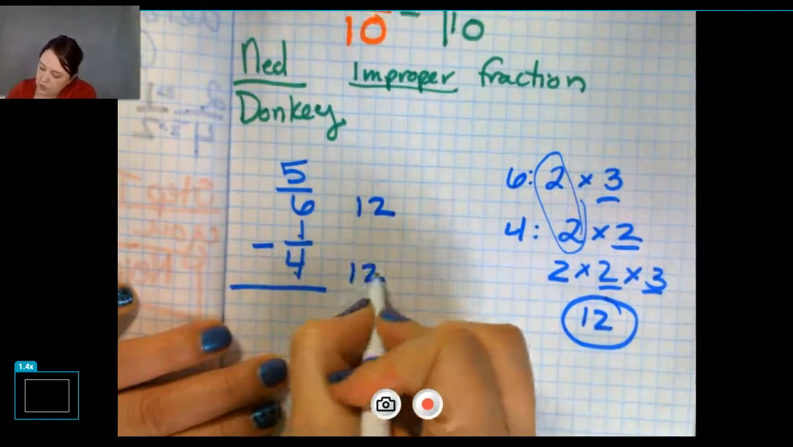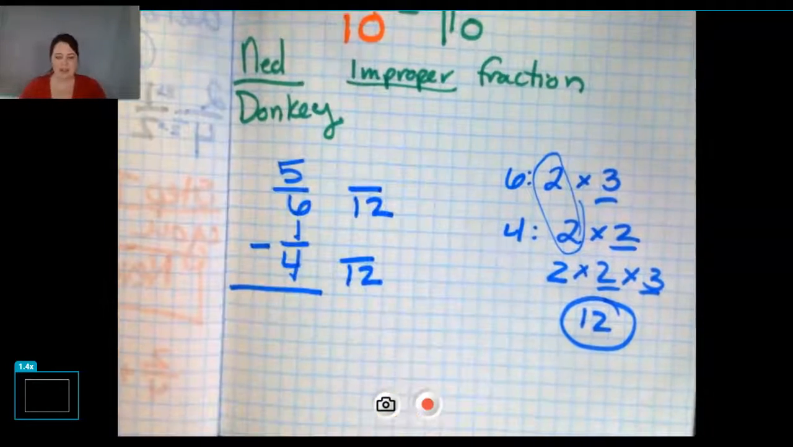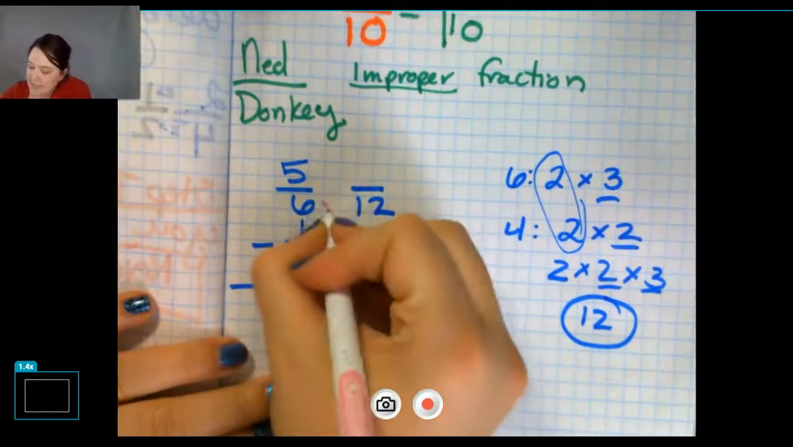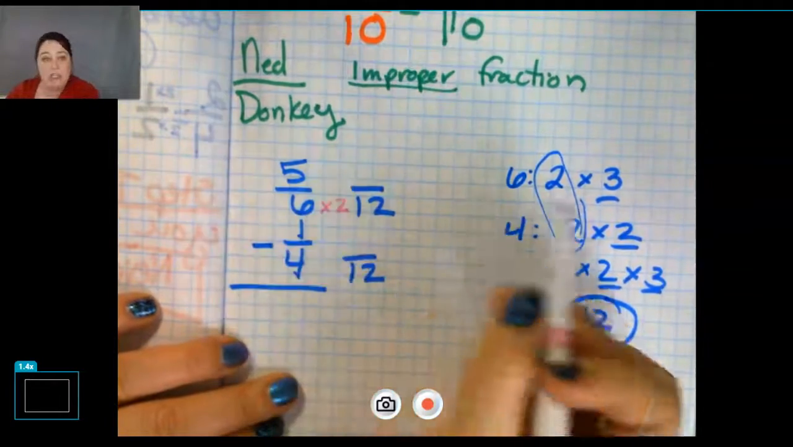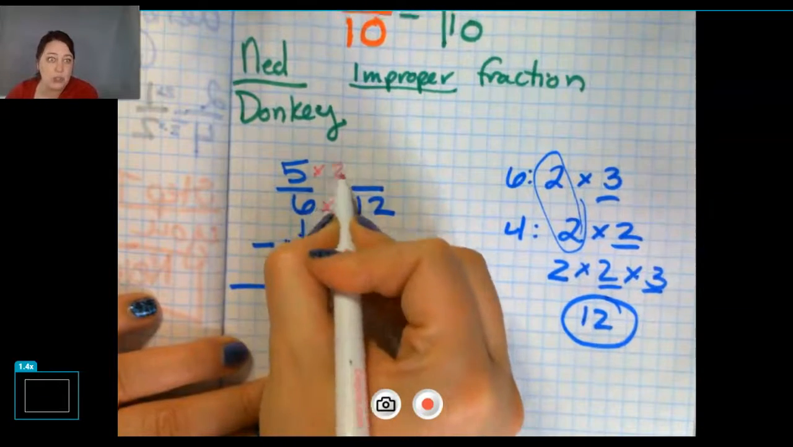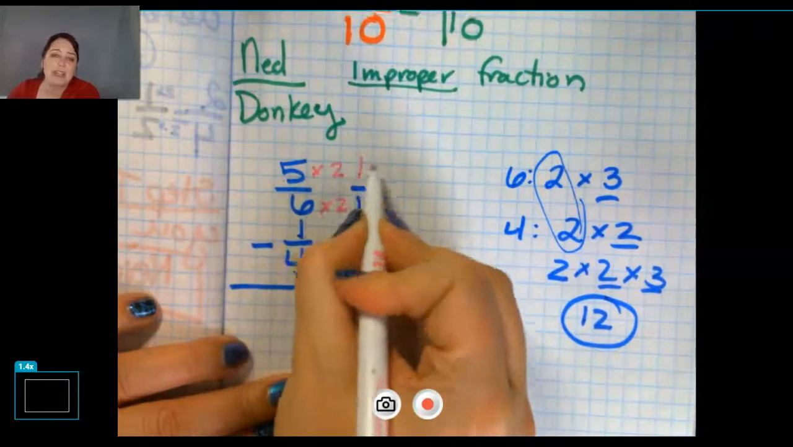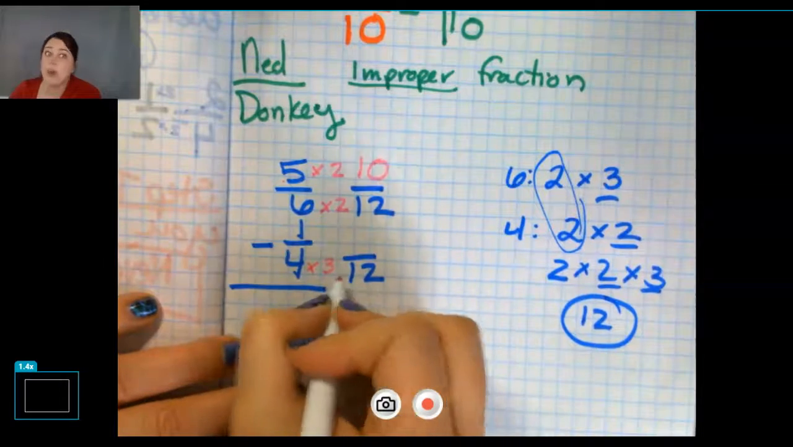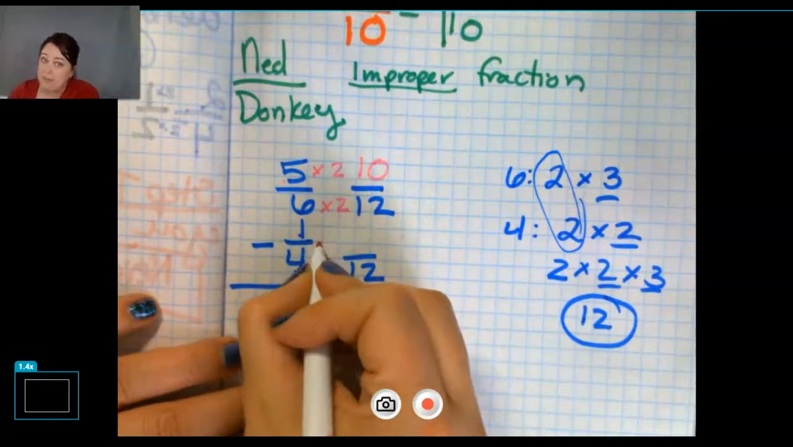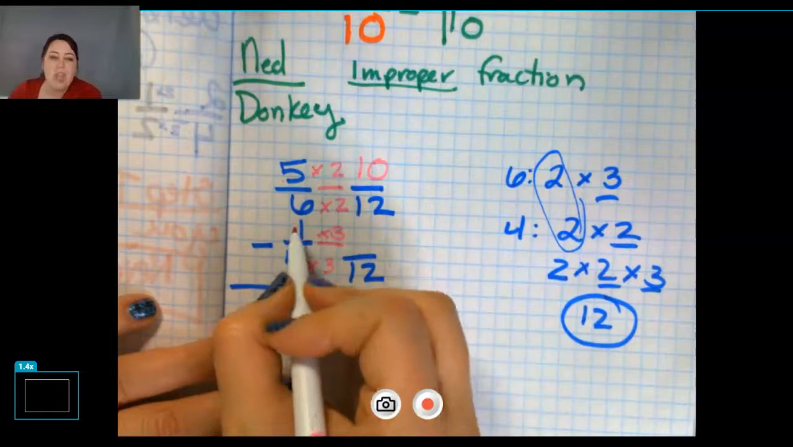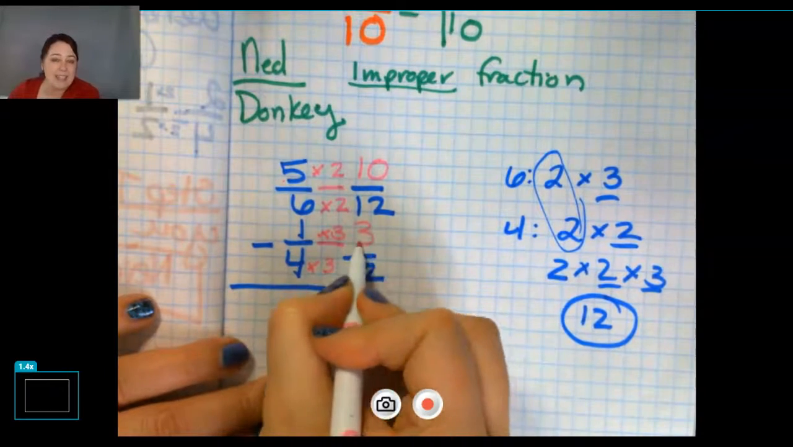12, 12. Now, how did they become 12? Well, 6 times 2 is 12. Whatever I do to the denominator, I must do to the numerator. 5 times 2 is 10. 4 times 3 is 12. Whatever I do to the denominator, I must do to the numerator. And that's because you're really just multiplying by 1. 3 times 1 is 3.